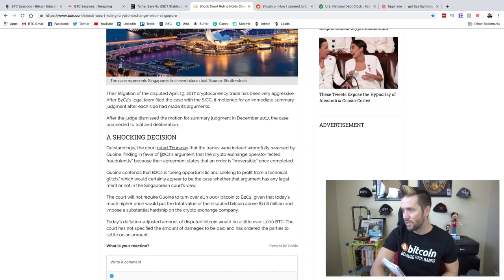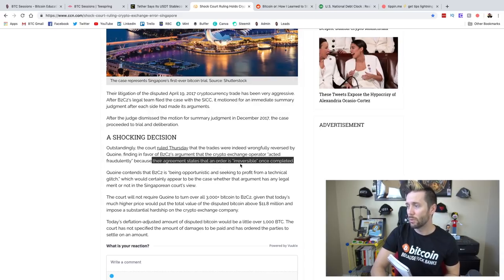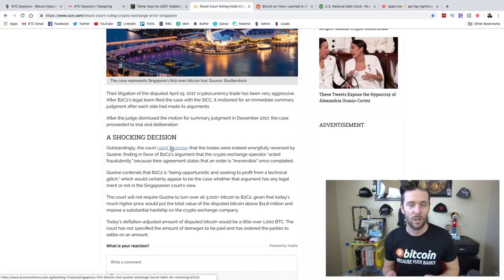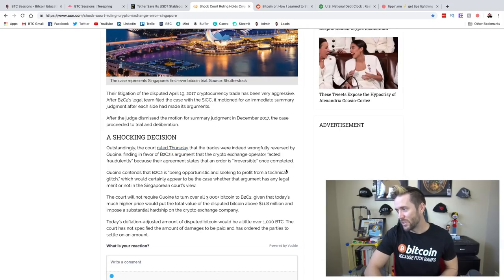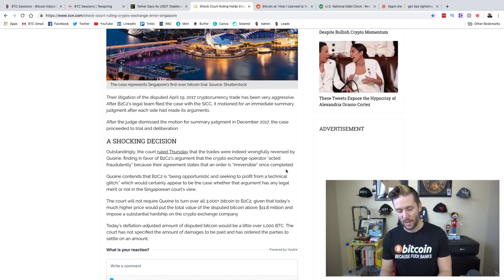they said that B2C2 argued that the exchange acted fraudulently because their agreement states that the order is irreversible once completed. And the court ruled in favor of the liquidity provider and said that you're right, that's fraudulent behavior. They stated one thing in their terms and they did another and they reversed it regardless of whether or not there was a bug, which is crazy. Wow. So this kind of sets a precedent of you better look over your terms of service if you are an online exchange, especially in Singapore, if this is how they're going to be treating it.